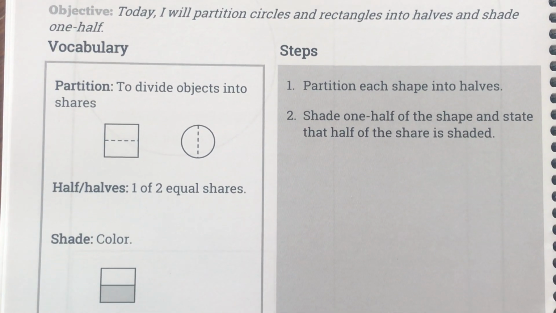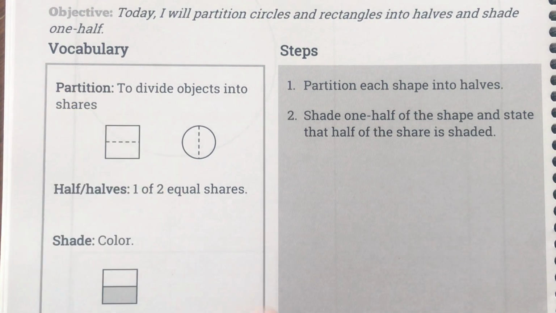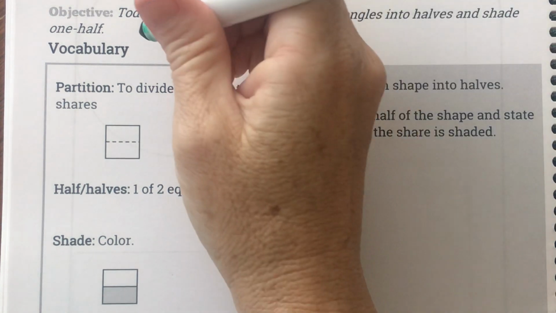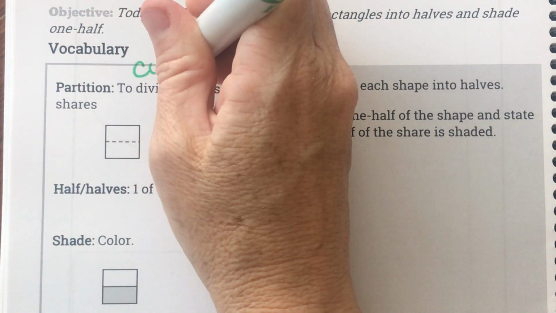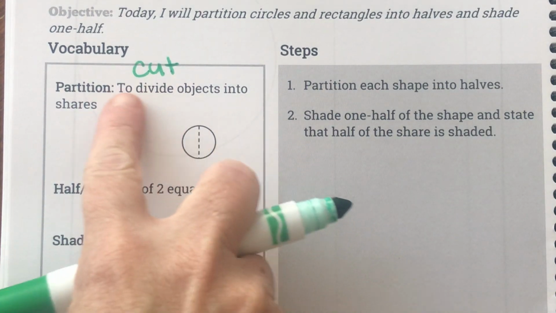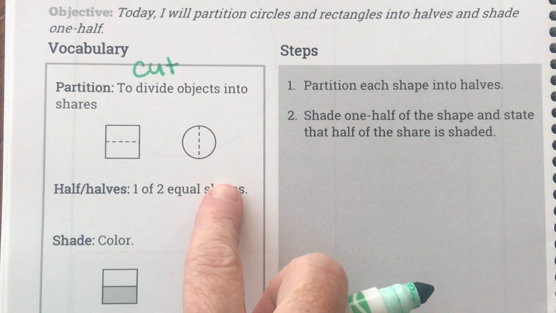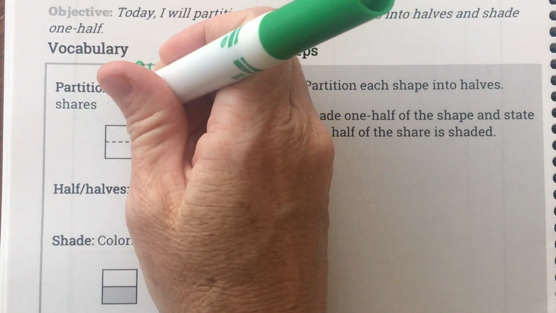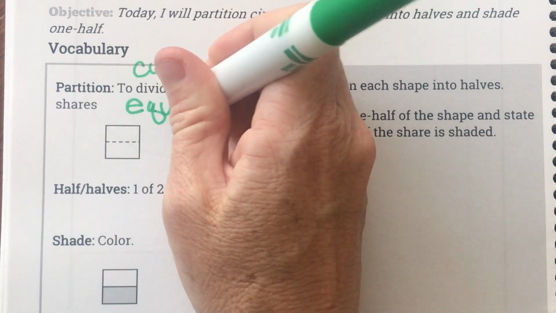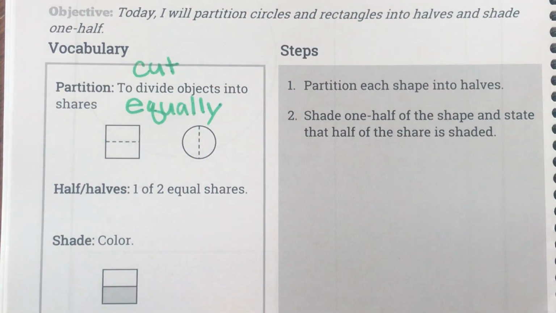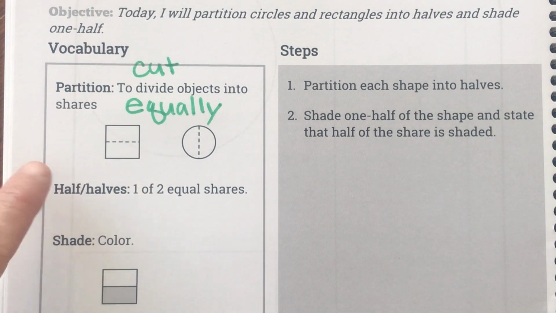Okay, so our vocabulary is partition, and it says to divide objects into shares. So yesterday I said when I think of divide, I also think of cut. And then one word that they forgot today that's really, really important is equally. That was the most important word, is when you partition something, you have to do it equally. You have to make sure that the shares are fair.